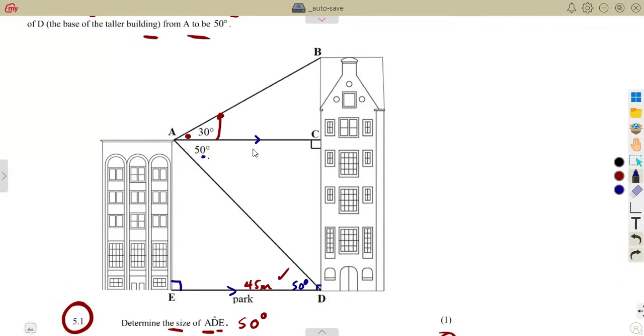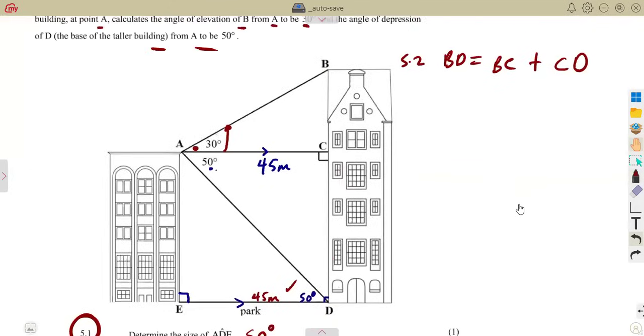So AC, it means it is also 45 meters. Are we seeing that BD is a combination of 2 lines? Okay, that's 5.2. Just gonna write it here. BD is a combination of 2 lines, from B to C and from C to D. By having this, we can add up to find our BD.